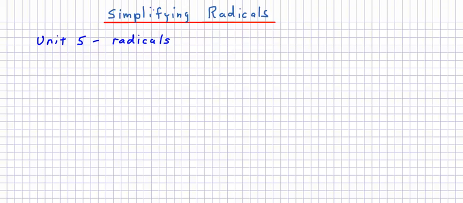Hello, this is a short video presentation on simplifying radicals. This is the beginning of Unit 5, which is basically square root functions. A lot of what we do in this unit is extremely similar to the last unit because we will be dealing with quadratic functions. However, our solutions will not be rational, or oftentimes will not be. They will be irrational.